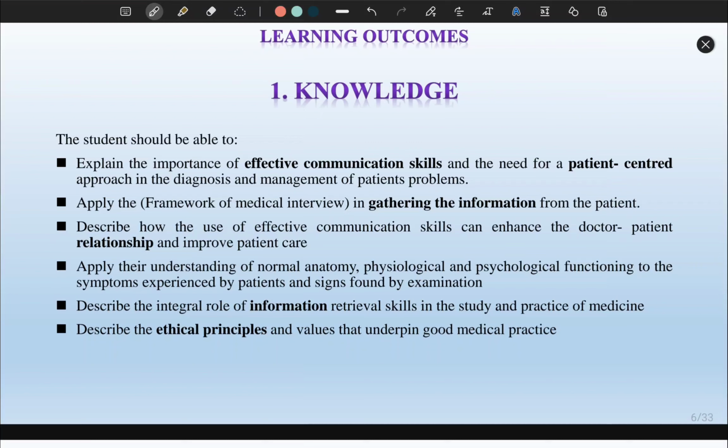You should be able to take a very good history from the patient and to do a physical examination. And you should be able to describe this integral role of information retrieval from the patient. And lastly, you should be able to describe ethical principle and value that underpin good medical practice.